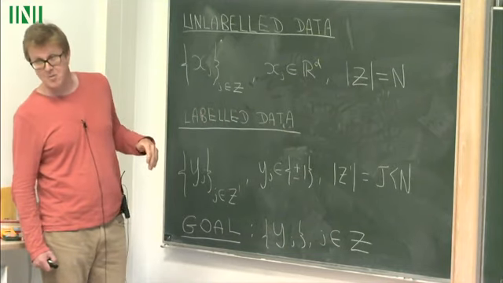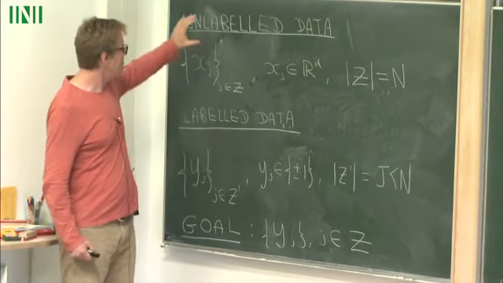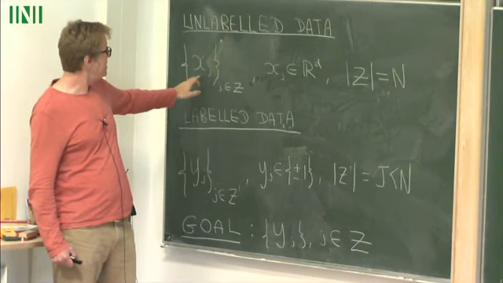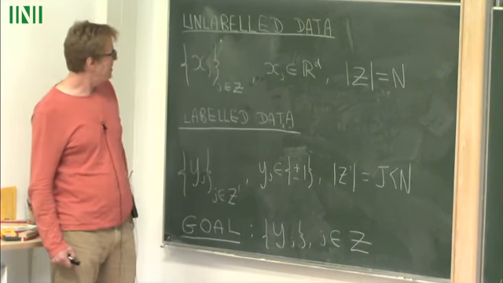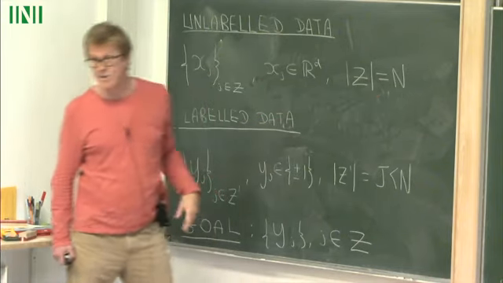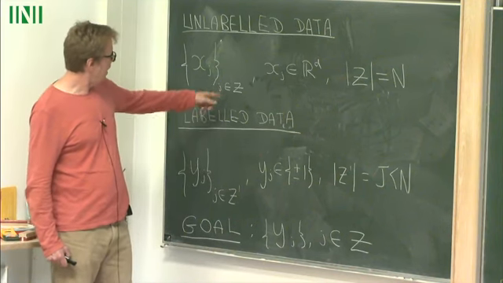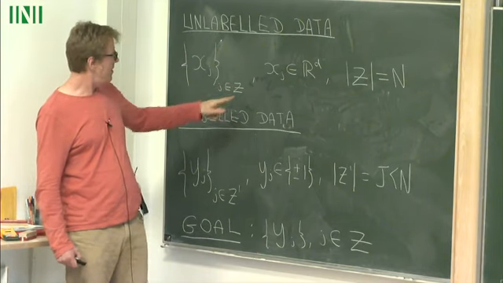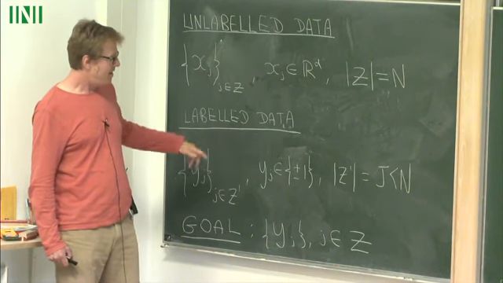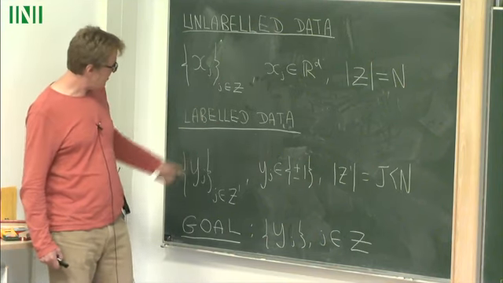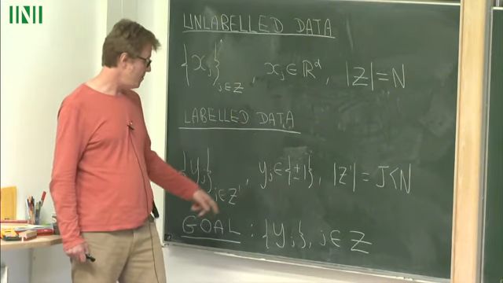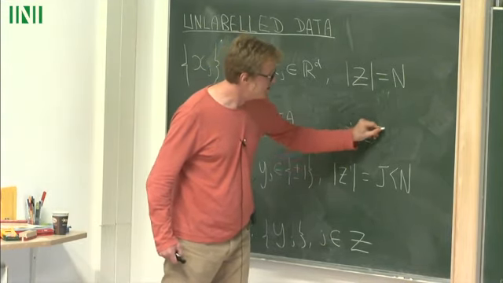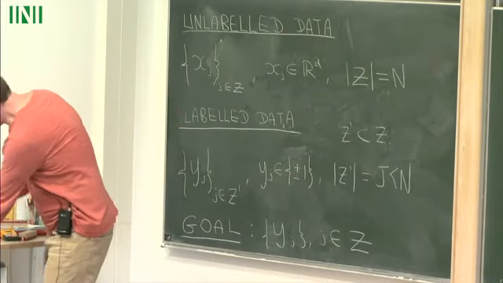This is the goal of semi-supervised learning in this clean statement. We have two sets of data. What I'll call unlabeled data are points x_j in R^d, and there are uppercase N of them. I'll call these the indices. They belong to the nodes of what will be a graph, Z. And we have labeled data on a subset Z' of Z. So Z' is a subset of the nodes Z of size J less than N.